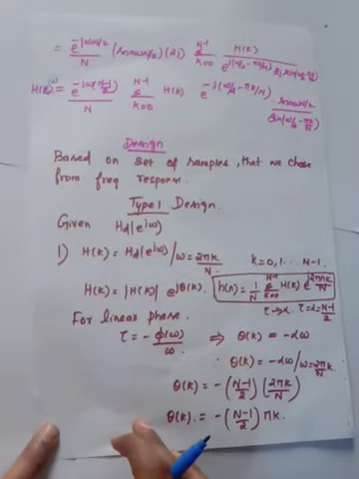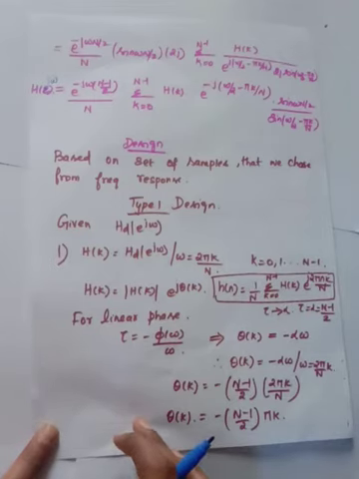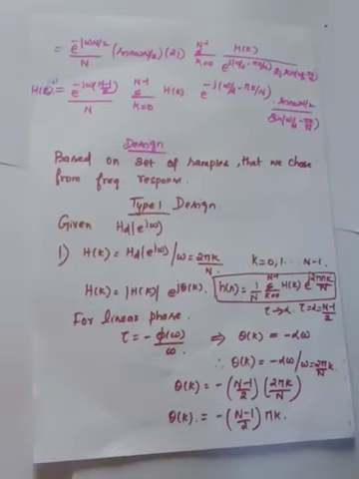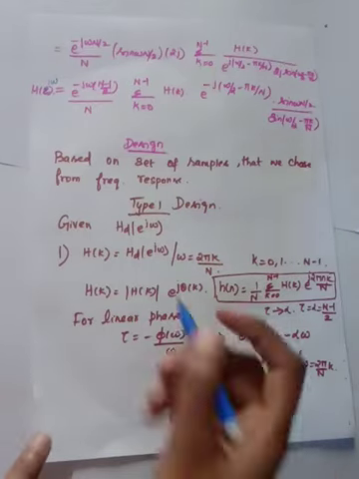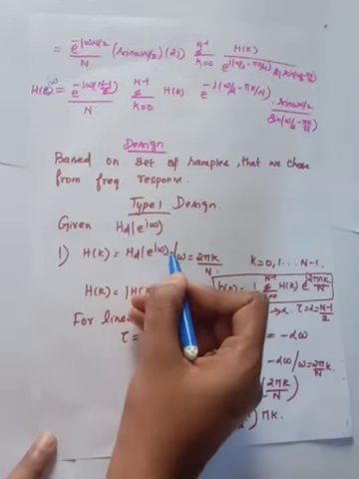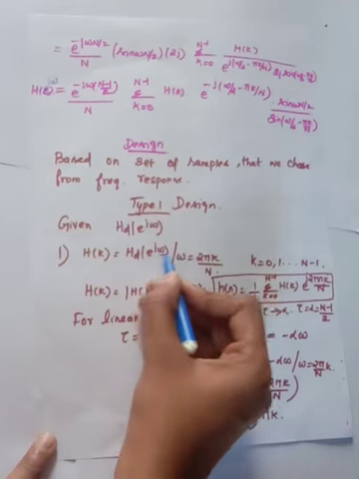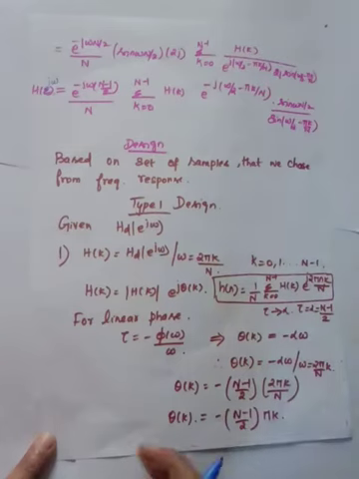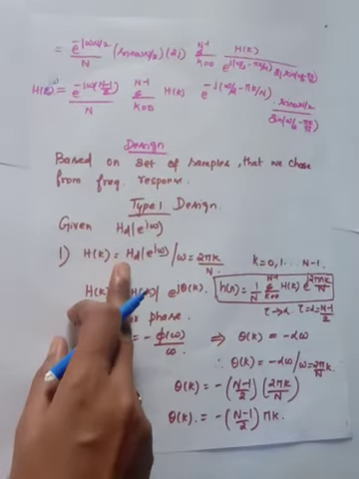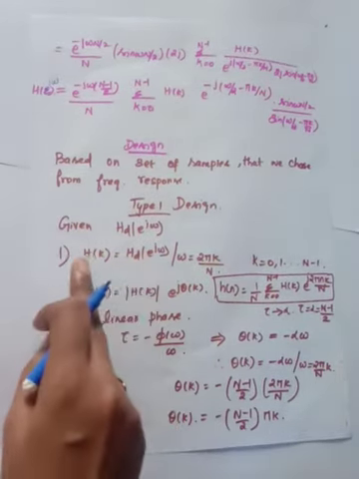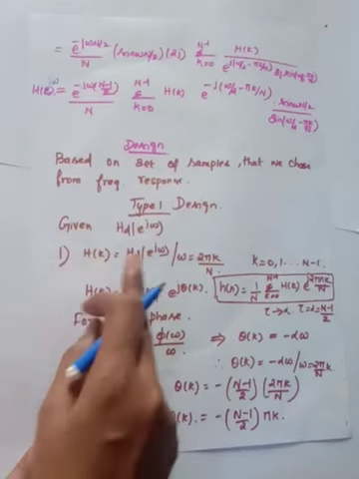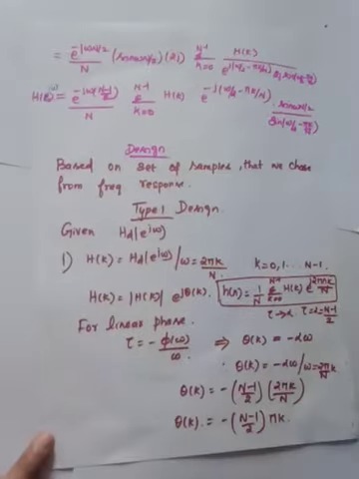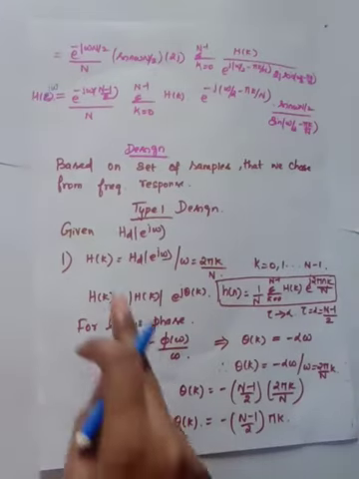Here there are two types of design: type 1 design and type 2 design. First we will see what type 1 design is. Here we are going to sample the values of Hd of e power j omega. They will give Hd of e power j omega, and we are going to sample this omega at 2 pi k by N. This is the first step. That is, we are going to find H of k by substituting omega equal to 2 pi k by N.